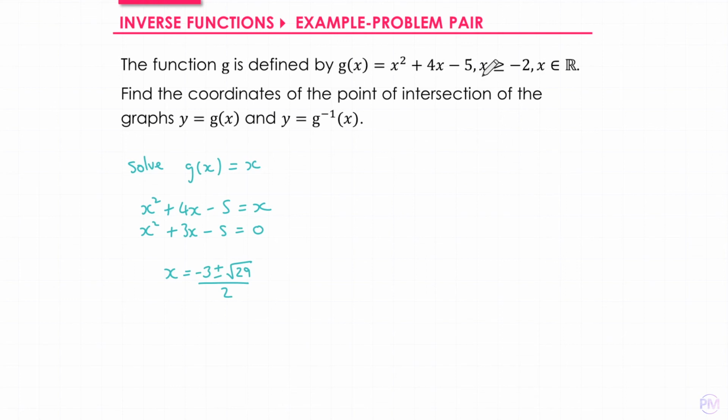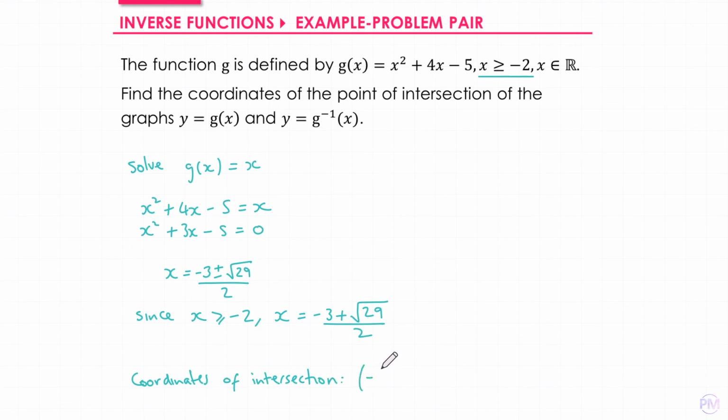that there was only one intersection point, and that's because we need to make sure that we use the domain that's given. So if our values of x must be bigger than or equal to minus 2, then we won't be able to have the solution where we have minus 3 minus root 29 over 2. Clearly, that is going to be below minus 2. So our coordinates of intersection are minus 3 plus root 29 over 2, minus 3 plus root 29 over 2.